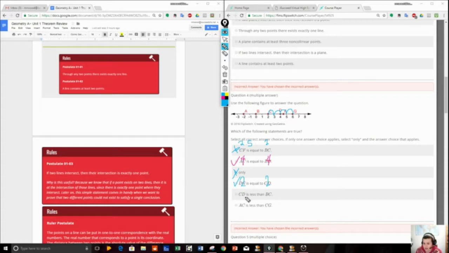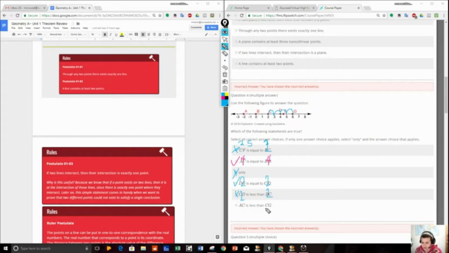So now CD is less than BC. Okay, well CD was 2 from what we found previously, and BC we found previously was 2 as well. So is 2 less than 2? No, 2 is equal to 2.